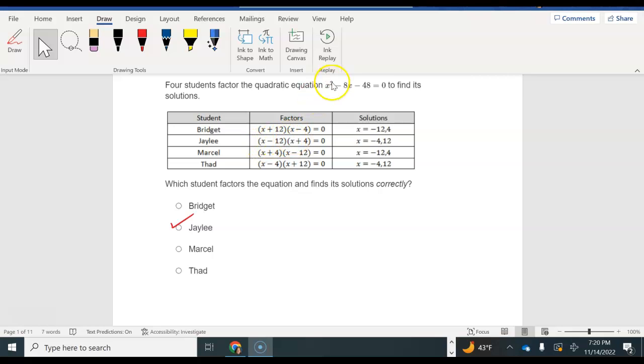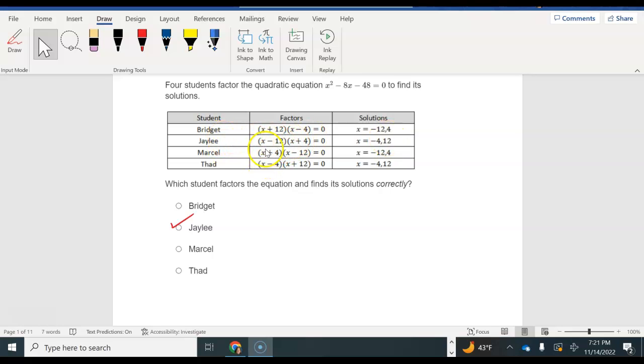x times x is x squared. Plus 4x minus 12x is negative 8x. Negative 12 times 4 is negative 48. This one is factored correctly. The solutions are going to be the opposite of the factors. So x minus 12 equals 0. Add 12 to both sides gives you 12. And negative 4. So this one is going to be the correct answer.